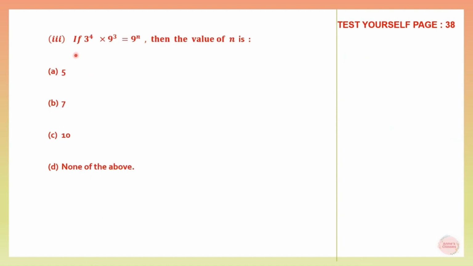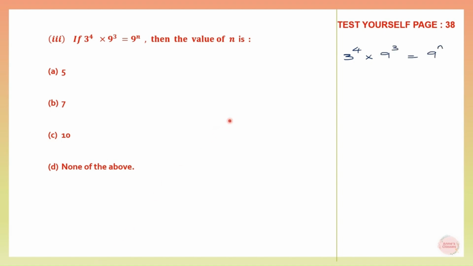Question 3. If 3 raised to the power of 4 into 9 raised to the power of 3 is equal to 9 raised to the power of n, then we have to find the value of this n. So now to find the value of n, let's write down the question. 3 raised to the power of 4 into 9 raised to the power of 3 is equal to 9 raised to the power of n.